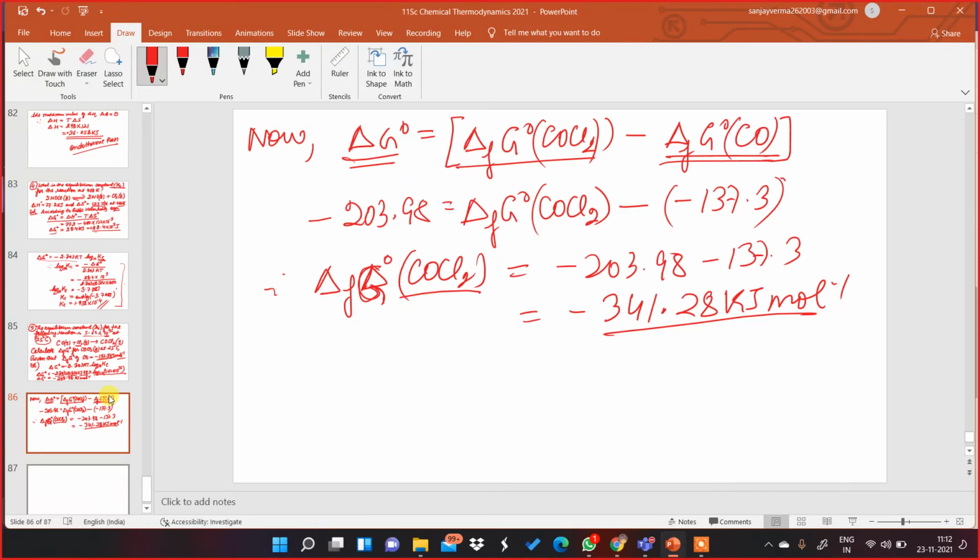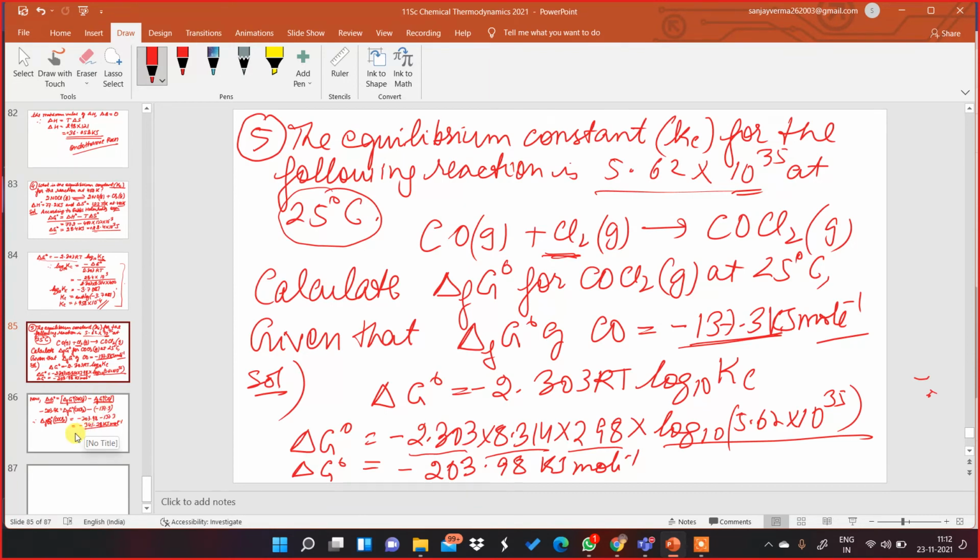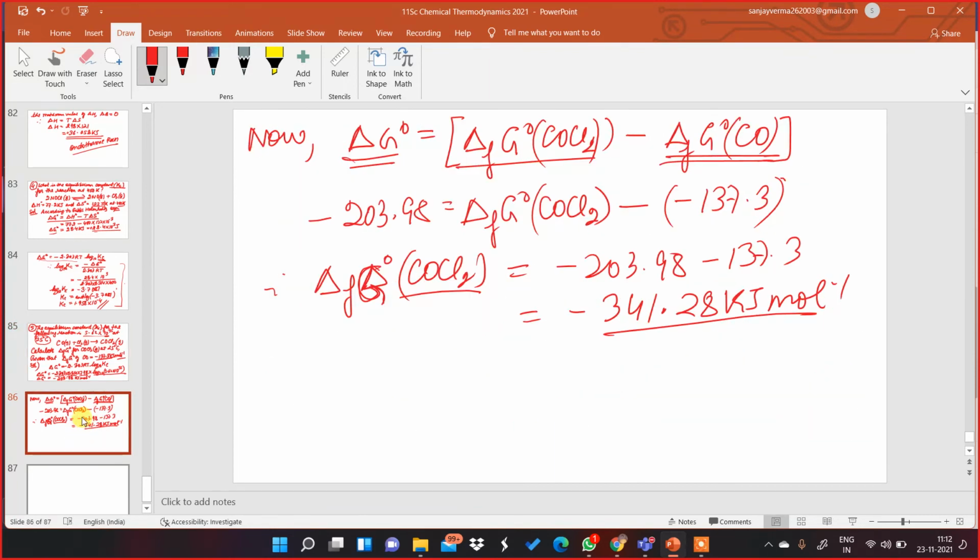Okay. This was question number 5 for today. Please follow the steps. These steps will help you in answering multiple choice questions. They might give you a variety of answers, and the correct answer is this one. They might write 345 point something, 340 point something, 339 point something. So these answers are very close. You have to simplify, get the answer, and then select the correct option in your examination. Okay.